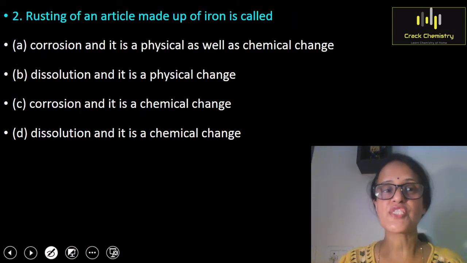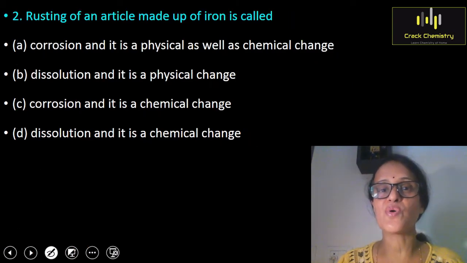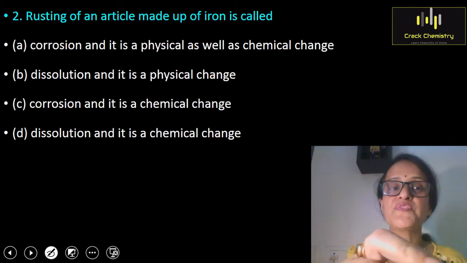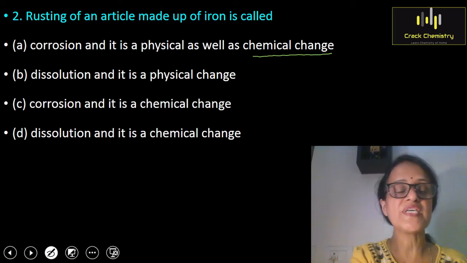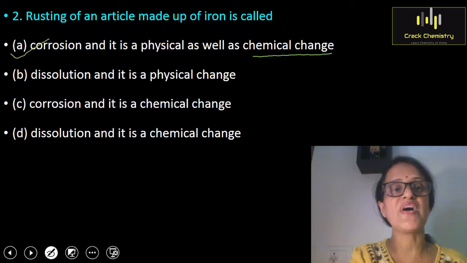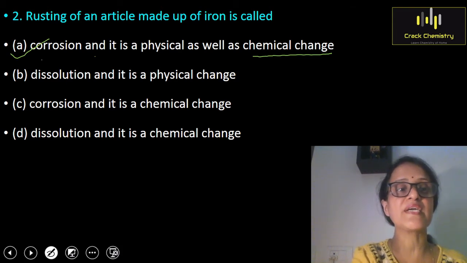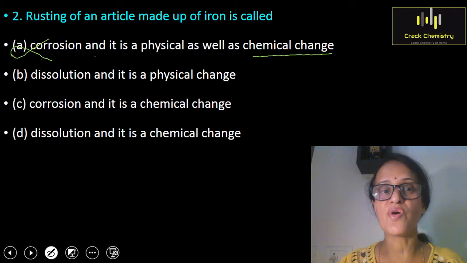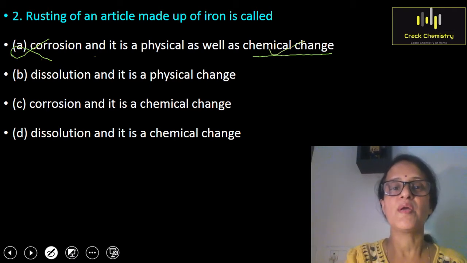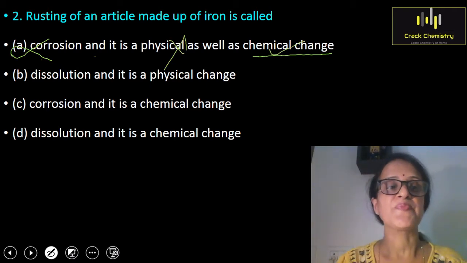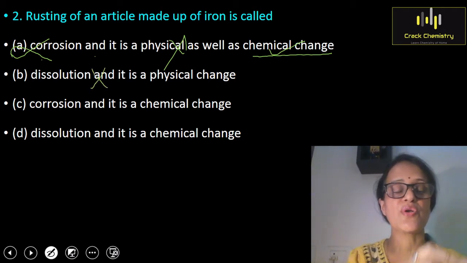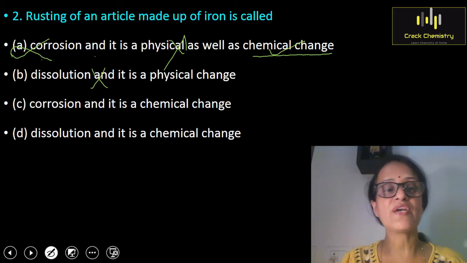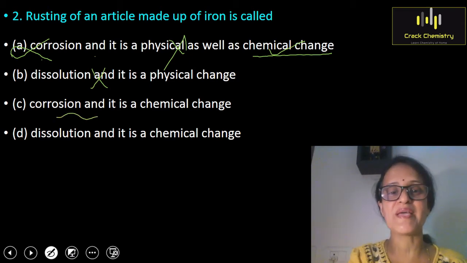Next question. Rusting of an article made of iron is called corrosion, and what type of change is it? This is a chemical change. So in the first option it is given that rusting of iron is called corrosion and it is a physical as well as chemical change. So the first option is a wrong option because it's a chemical change but not a physical change. Second, dissolution. No, it's not called dissolution, so it is also a wrong option. Option C is that it is called corrosion and it's a chemical change.